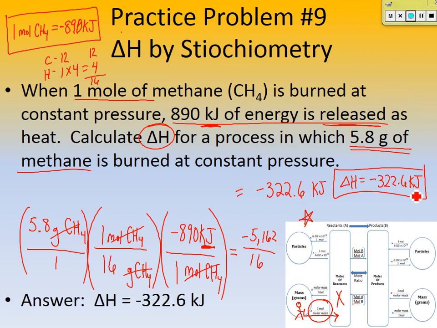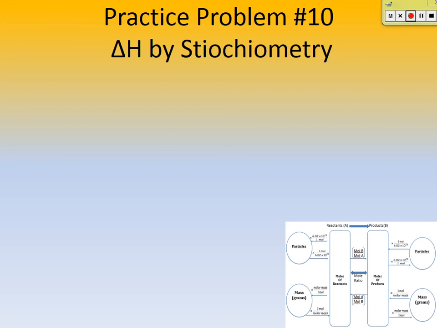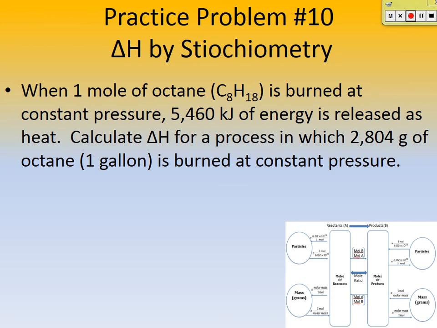And so we did get that one right. It was negative 322.6 kilojoules. All right, practice problem number 10. This one is very similar to practice problem number 9 that I just went through. So what I'd like you to do is actually try this one on your own first. Go through the same steps that we just did and see if you can come up with the answer. Let me give you a second to try it.